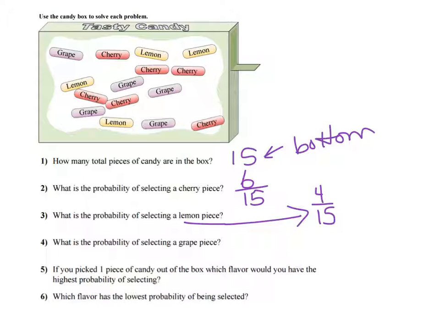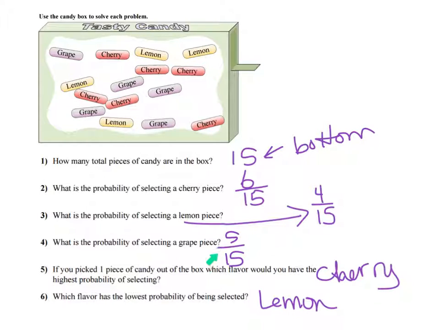Okay, probability it's grape. Try the rest of these, and we'll come back. You should have gotten 5 out of 15 here for grape, because there's 5 grape. Which one would have the highest probability? That means which one has the most number of pieces? Well, cherry has 6 of them, so we're more likely to get a cherry than anything else. Lemon is the least likely.